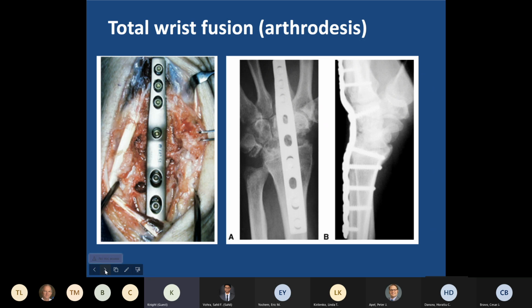So total wrist fusion, there are lots of anatomic plates for these. I almost always do a PRC with mine, and I think they do very well. And you've got a great supply of bone graft. You can also get graft from the radius if you want. I think that's another great option, getting some of that cancellous bone from the radius if you need it. Next.